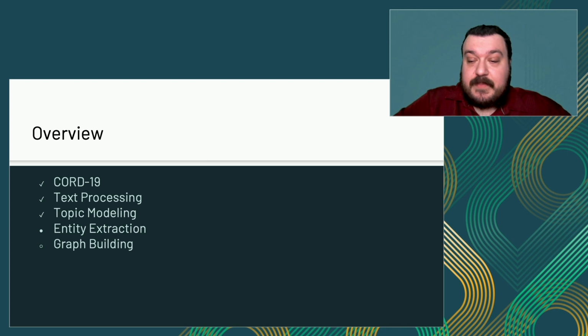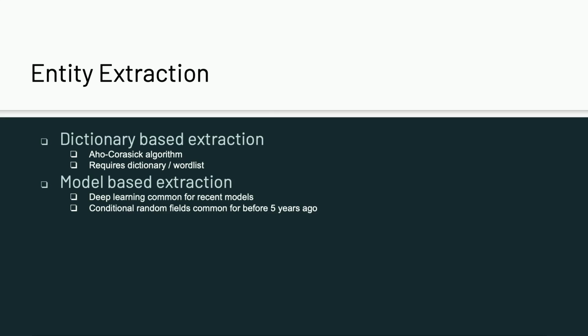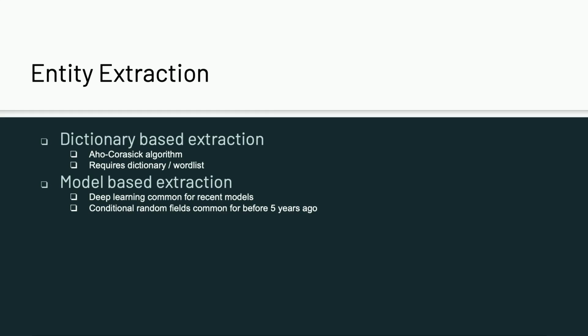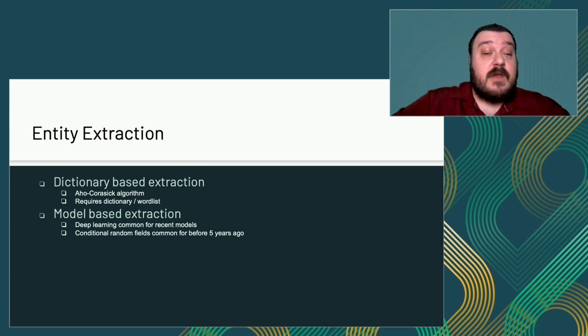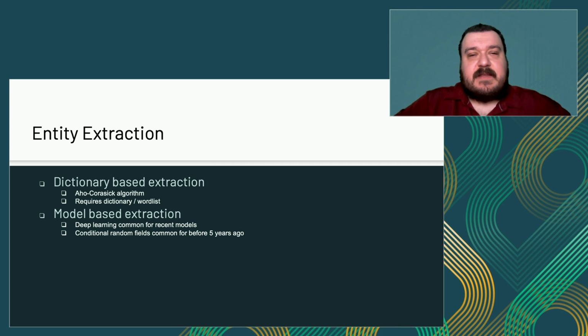So now let's talk a little bit about the entity extraction. There are two main approaches. We can do dictionary-based using the Aho-Corasick algorithm, and that requires a dictionary or a word list, as well as a mapping to the entities we want to extract. And then there's model-based extraction. These are probably the more well reported on because they get better results, but they require a lot of labeled data. And if it's deep learning, it requires a very large amount of data. And when you're dealing with a domain-specific corpus, sometimes finding appropriate models for this can be difficult.